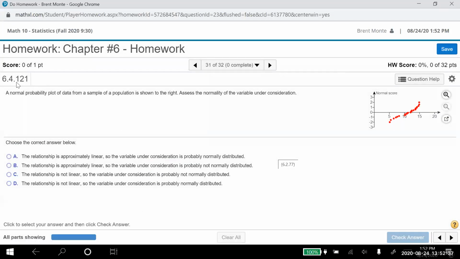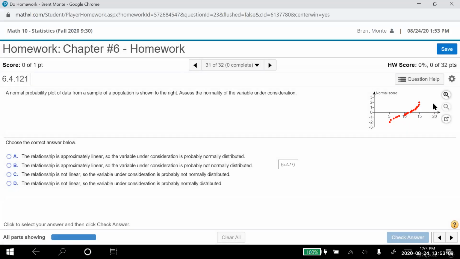So this problem, notice 6.4. This is a problem from section 4. They give us a normal probability plot right here. And they say, okay, a normal probability plot of the data from a sample of a population is shown at the right. Assess the normality of the variable under consideration. Well, the variable kind of looks like it's going up and then straight and then curved a little. And we have to determine whether or not we think that's approximately linear or if there's too much curvature.